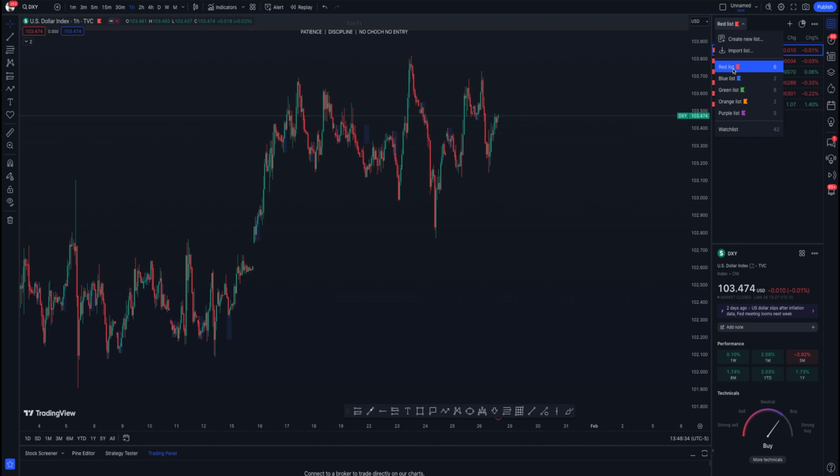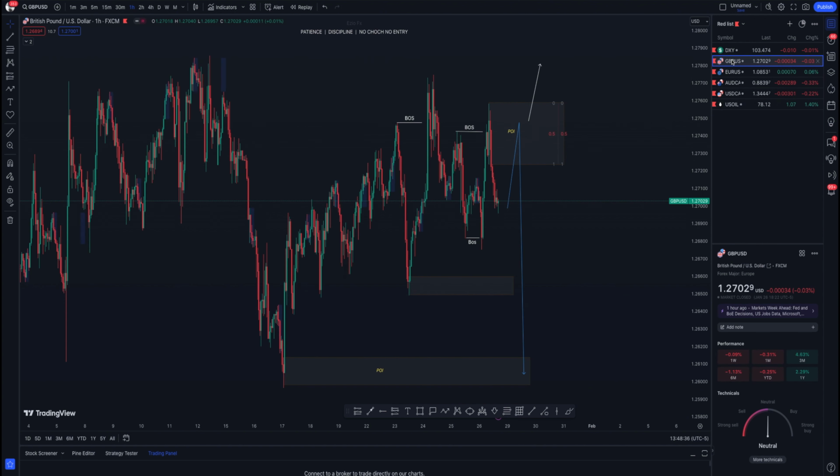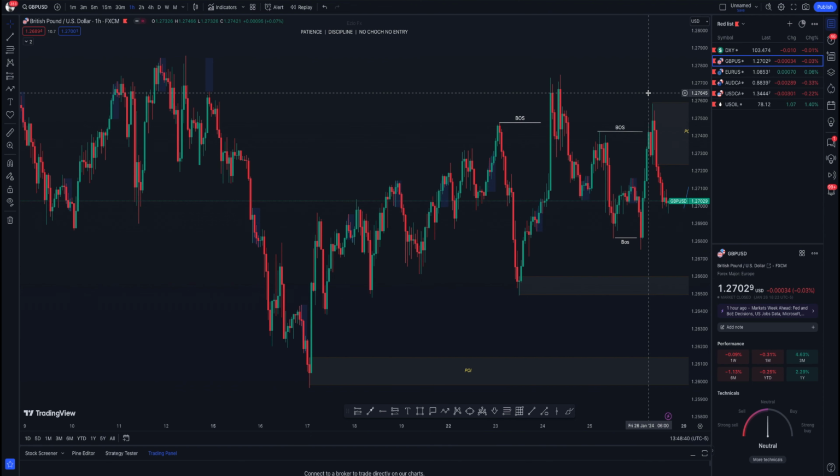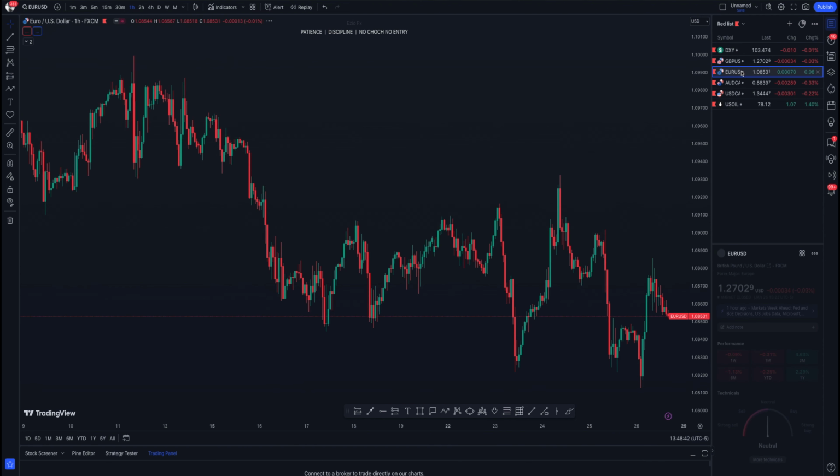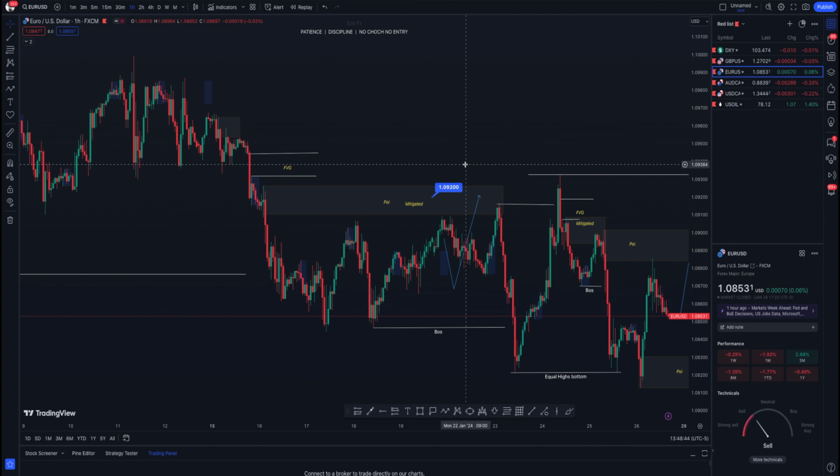I will analyze more pairs if you want me to, so just drop a message below and tell me which pairs you want me to have a look at. So these are the outlook for next week, the pairs that I will be trading.